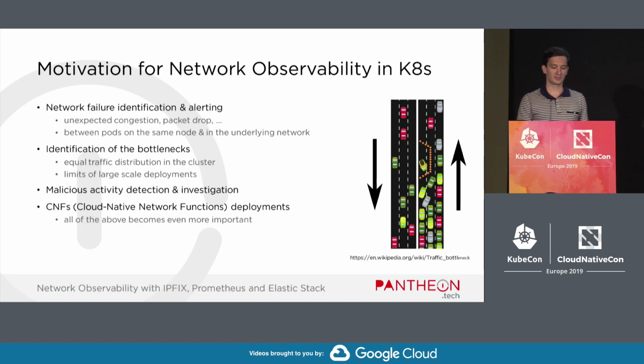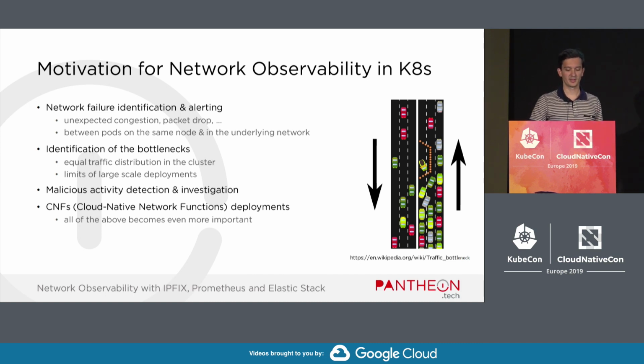So, let's start with some motivation. Why do we need network observability in Kubernetes? Well, I would say that many Kubernetes cluster operators do not care too much about the networking while everything works as it should. But at the very minimum, you would at least need to be alerted whenever there is some networking related problem in your cluster. Either some fatal issue or just unexpected congestion or a packet drop. And that might be just between the pods on a node, or even in the fabric between the nodes or in the underlying network.